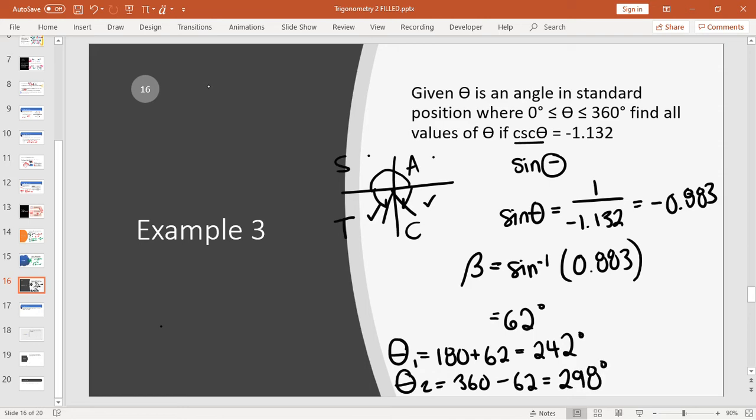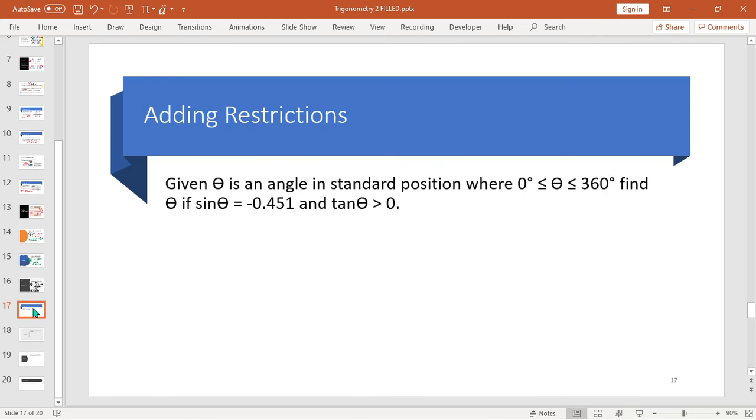Done and done. As we said before, if you only have one parameter, like that sine is positive or cos is negative, you're usually going to end up with two angles. Sometimes, though, we have questions where we add an additional restriction. So let's start with what we know here.